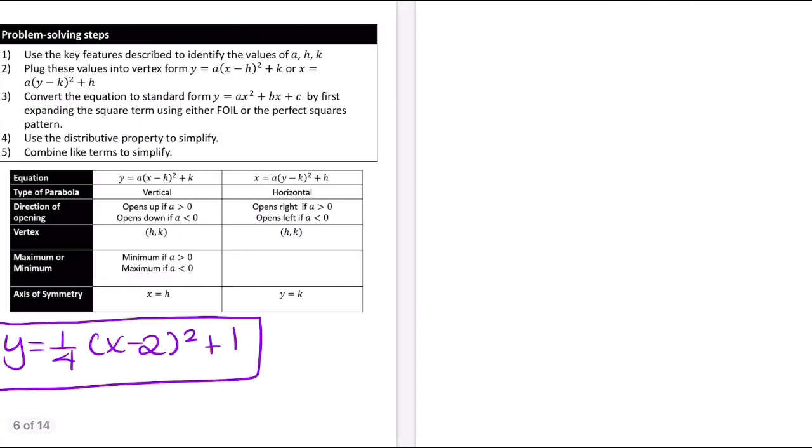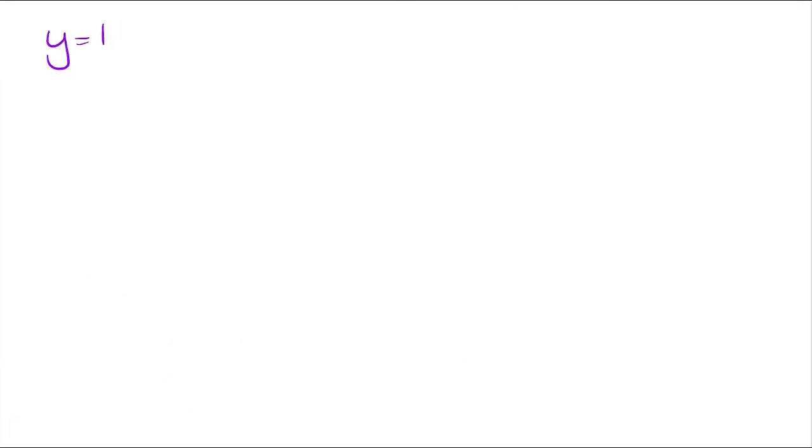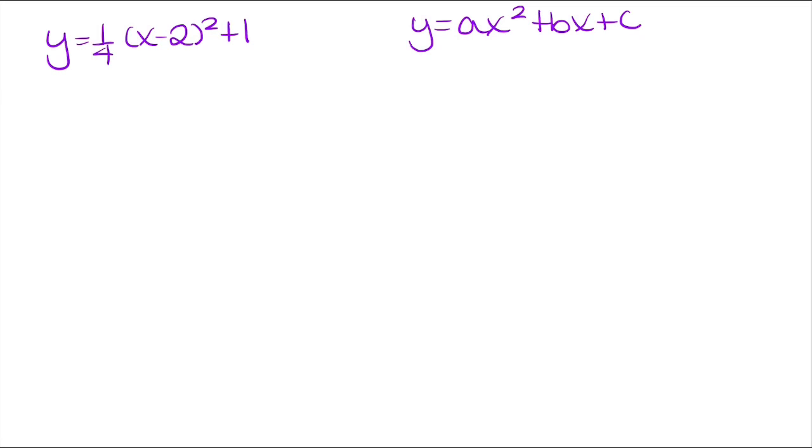Well, now I want to take this equation, y equals 1/4 times (x minus 2) squared plus 1, and I want to convert it to standard form. Remember, standard form is y equals ax squared plus bx plus c. So what I need to do first is expand out this square term. So that's what I was talking about using the perfect squares pattern. So remember, that tells me that (a minus b) squared equals a squared minus 2ab plus b squared.